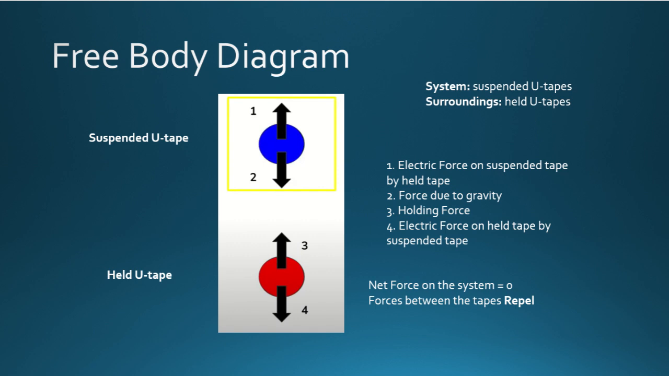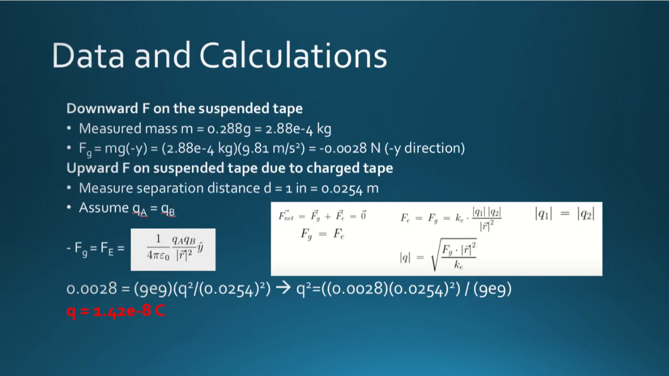Since the suspended tape is not moving, we assume that the net force on the system is 0. Thus, it allows us to create our computational model. The data and calculations for the force of gravity is shown here. Since the mass of the tape was found to be about 2.88 times 10 to the negative 4 kilograms, we were able to find the force of gravity.